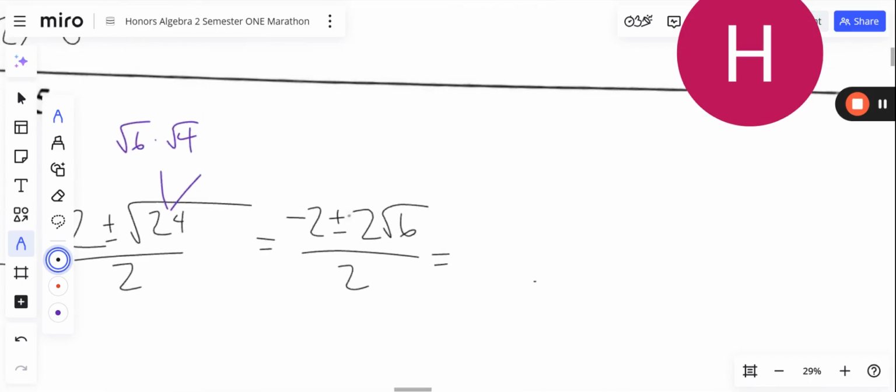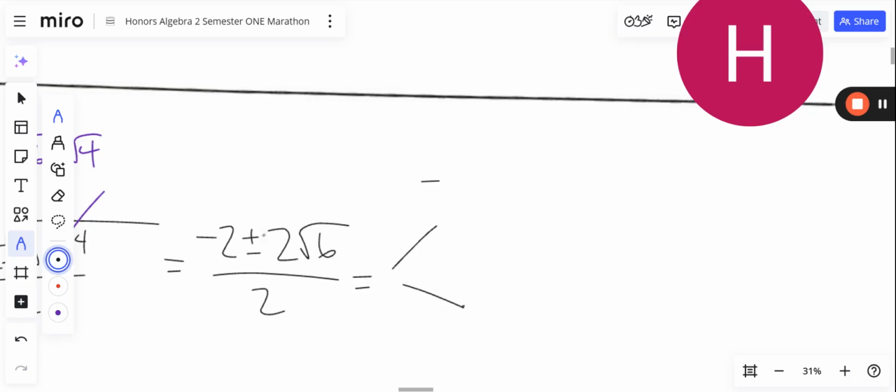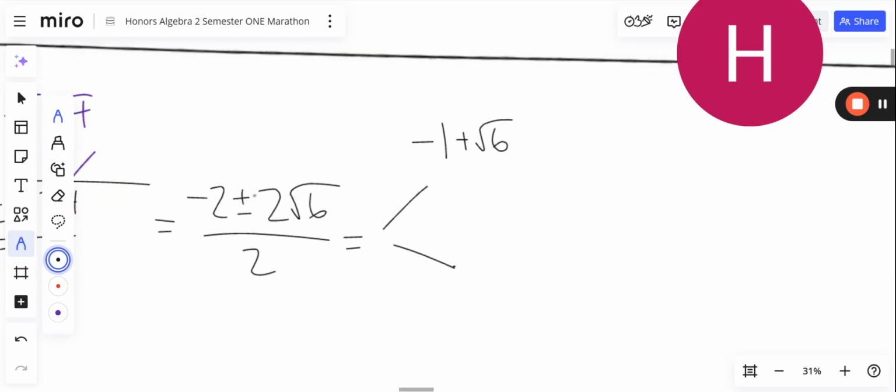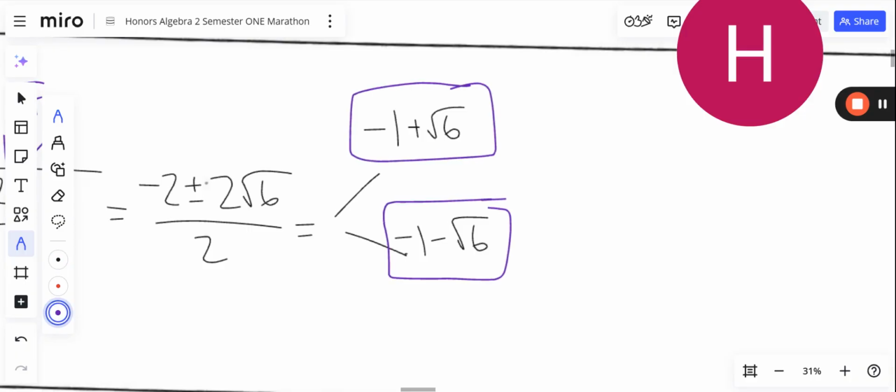We'll have two answers. You can either write it in plus or minus format. I personally don't like to write it in plus or minus format. I like to write them out. So -1 plus square root of 6, and then -1 minus square root of 6. If you want to just write plus or minus, that's up to your discretion. But I feel like a lot of students forget the fact that there are two separate solutions.